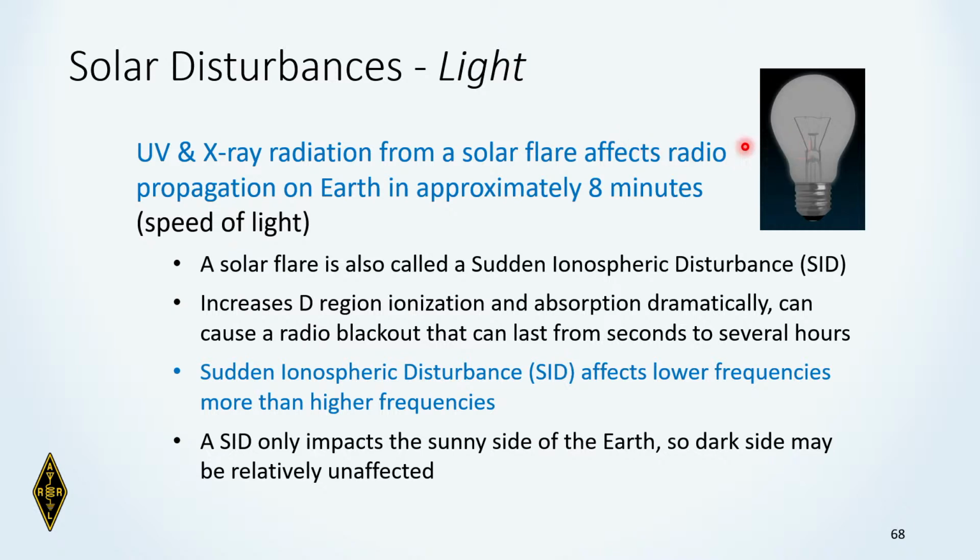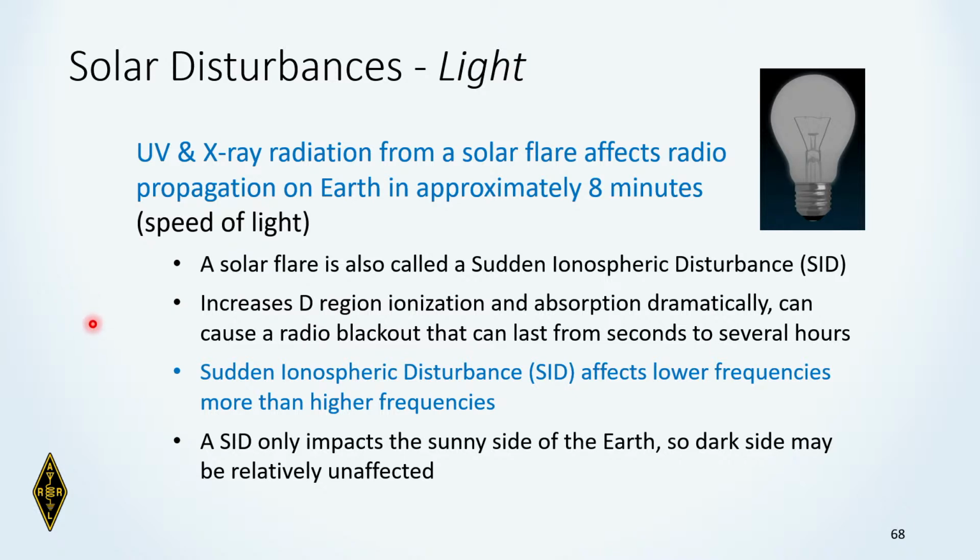So we got a light bulb. UV and X-ray radiation from a solar flare affects radio propagation on Earth in approximately 8 minutes. That's what I mean by the speed of light. X-ray and UV, typically from a solar flare. A solar flare is also called a sudden ionospheric disturbance, or SID, and increases in D region ionization and absorption increase dramatically and can cause a radio blackout.